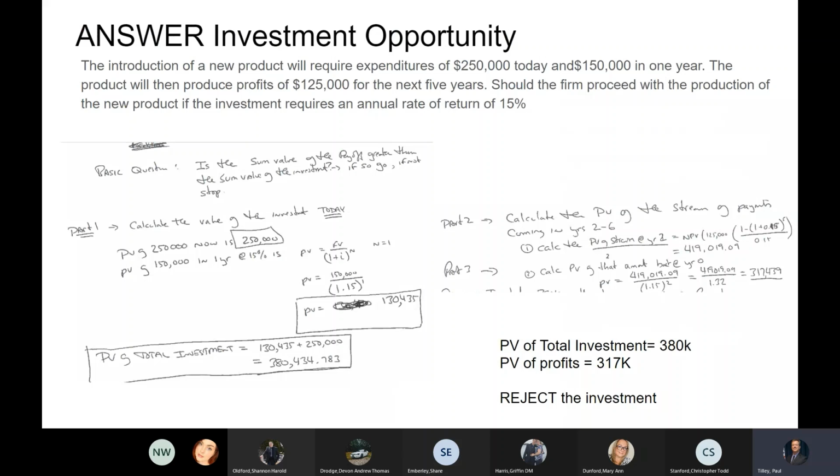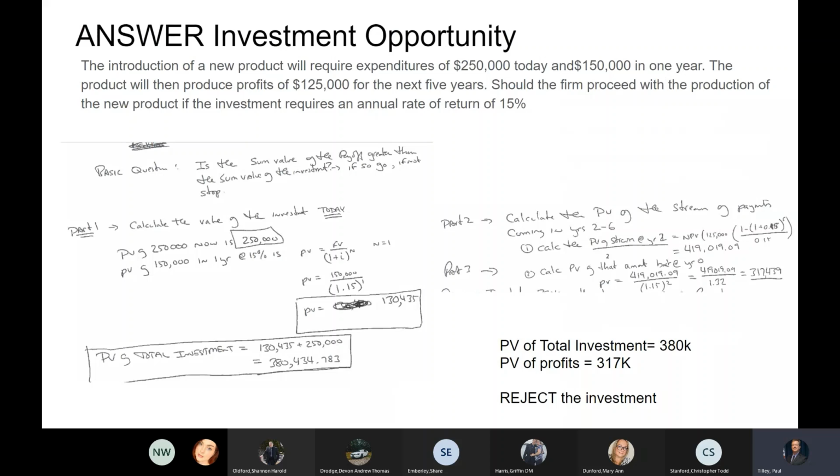The other side of the coin is how much money we get out of it. We can figure that out because we've got $125,000 for 5 years. So we calculate the present value of the stream of payments from years 2 to 6. So 2, 3, 4, 5, 6. For 5 years, sorry. For 5 years.